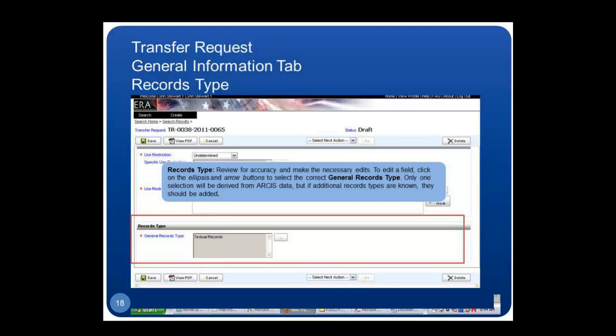So if these are basically textual records, but you know there are tons of photographs in them, you may update this field as you would have some of the other fields above with the access restrictions. Again, you can simply click on the ellipsis, hold down Control, and either correct this or choose more than one option. And we do encourage you to do that if you know what the correct information is, or if you know there are multiple general record types there. Now, we're finally to the bottom of the General Information tab.